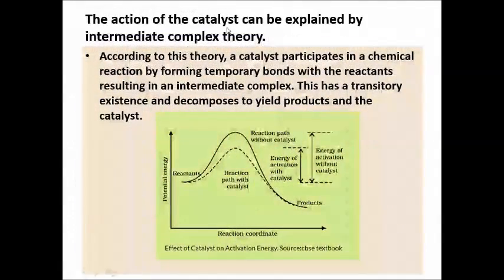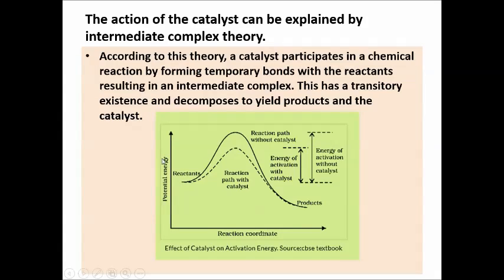The action of catalysts can be explained by the intermediate complex theory. According to this theory, a catalyst participates in a chemical reaction by forming temporary bonds with the reactants, resulting in an intermediate complex. This has a transitory existence and decomposes to yield products and the catalyst.